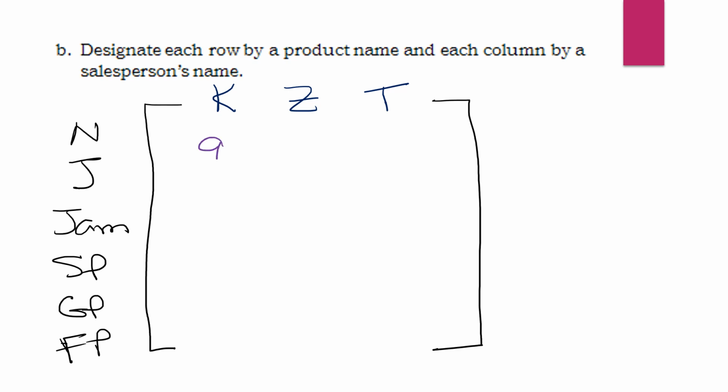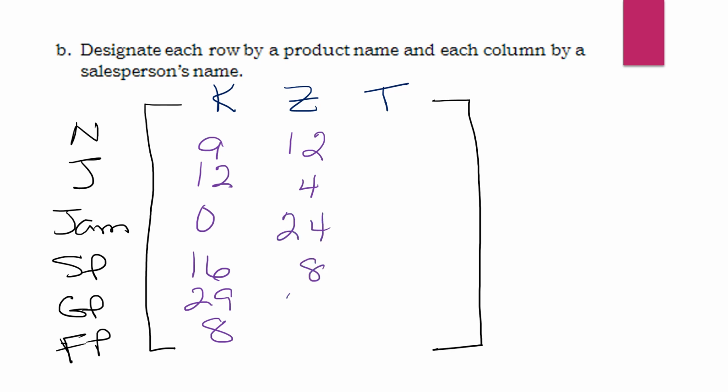So again, it was 9, 12, 0, 16, 29, and 8. Those are the sales for each of the different options that Keys sold. Zhang sold 12, 4, 24, 8, 24, and 12. And Troy sold 12 nuts, 0 jerky, 12 of the jam, 12 snack packs, 36 of the gift packs, and 4 family packs.